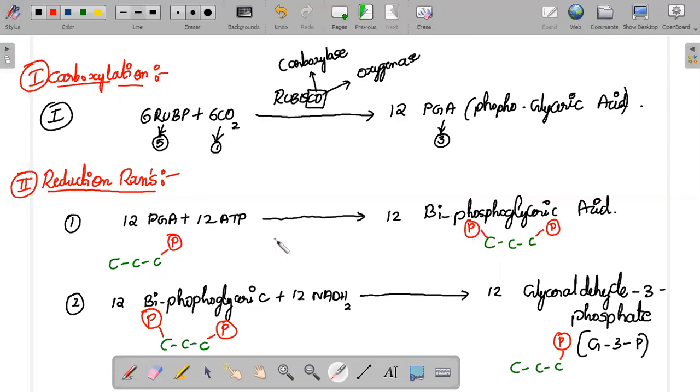So, simple reactions. The point to be noted here is that for every 1 PGA molecule, phosphoglyceric acid, we are using 1 ATP molecule. Keep that in mind. So if a question asks how many ATP molecules are required to produce 1 glucose molecule, you have to say 12. That is the answer.